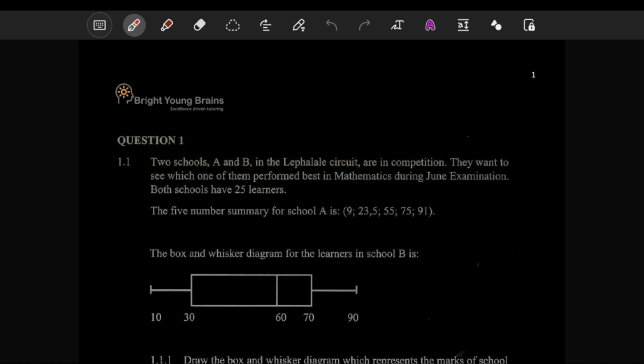2020 Limpopo Prelim Mathematics Paper 2 Memo. That is what we are going through today.